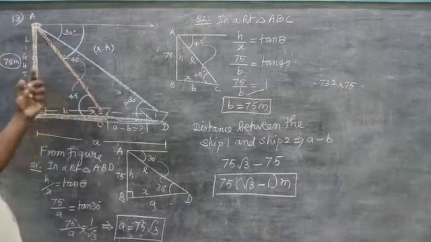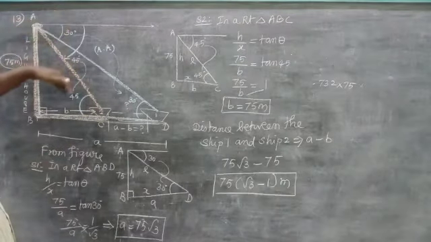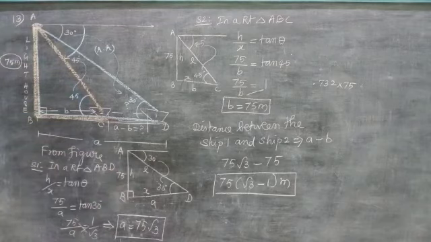According to the angle of elevation, that is the angle of depression, the distance between the two ships is 75 into root 3 minus 1 meters.